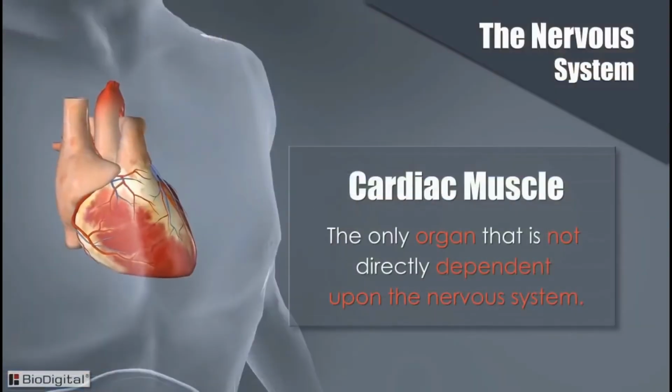The only organ that is not directly dependent upon the nervous system is the cardiac or heart muscle.